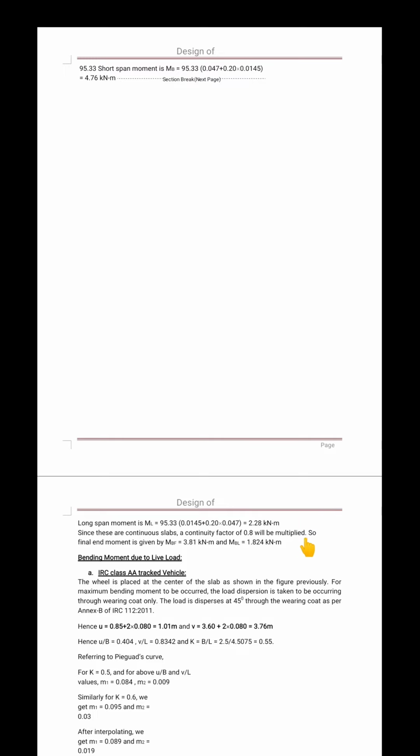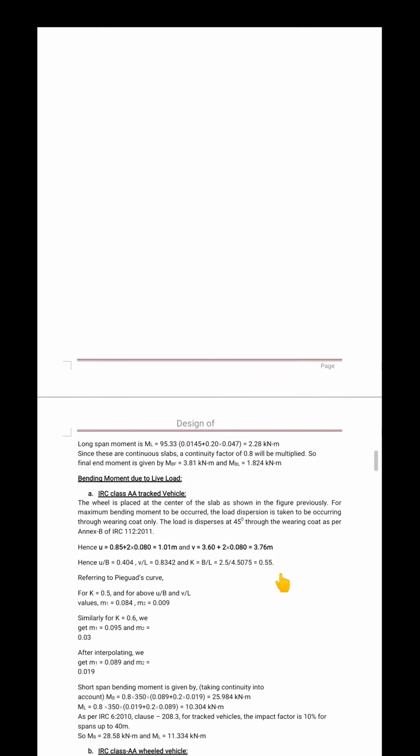Since these are continuous slabs, a continuity factor of 0.8 will be multiplied. So the final end moments will be multiplied with whatever value you are going to get. You multiply with the 0.8, you will get mbf and mbl. mbf we got 3.81 kilonewton, mbl we got 1.81. This is long span, mbf is the short span.